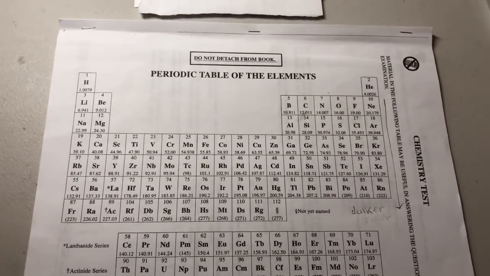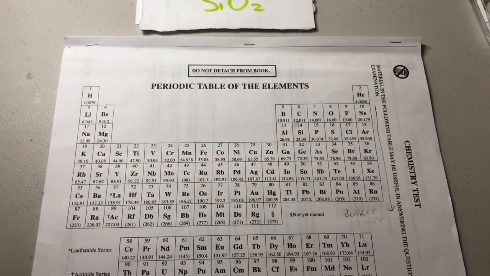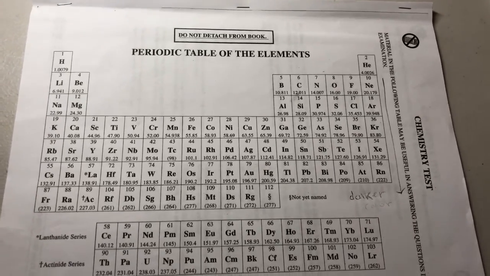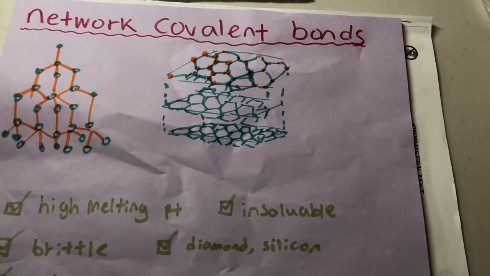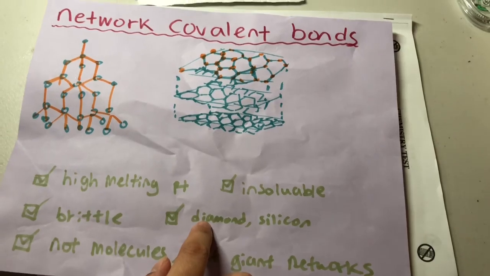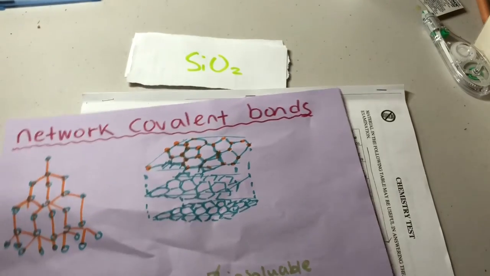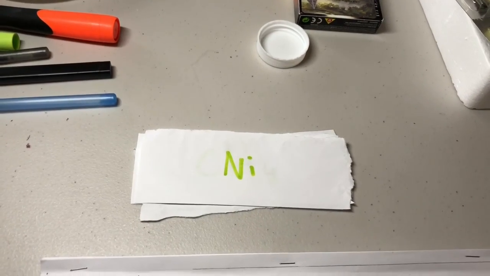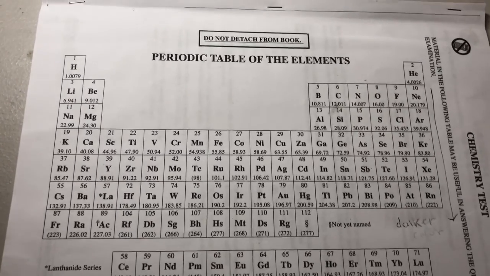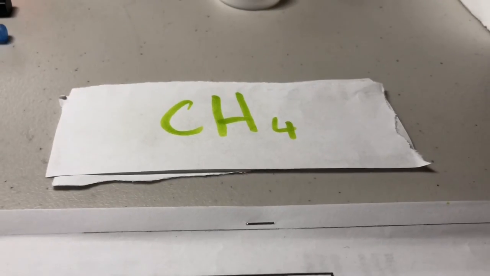All right, let's try this one, SiO2. It may be kind of difficult. Well, Si and O2 are both nonmetals because they're on the right side of the periodic table, so they must be covalent, right? Well, actually, silicon is a metalloid because it's on the ladder. And we learned before that network covalent bonds are usually formed by diamond, like the carbon, and silicon. And silicon is one of our elements here. So this is actually network covalent. Wow, you are correct. This one should be kind of easy. What about nickel? Nickel is a metal, so it should be a metallic bond. Yes, you are correct.